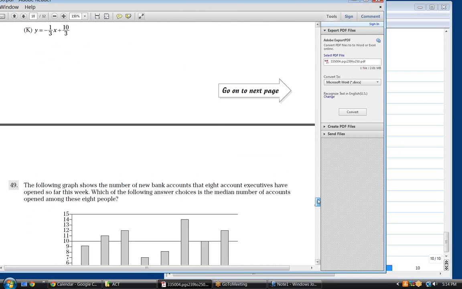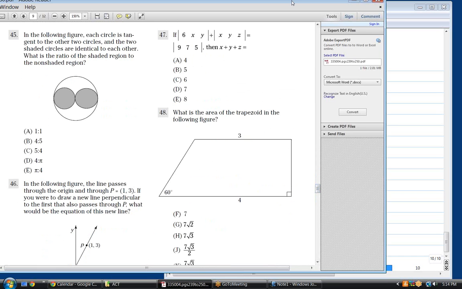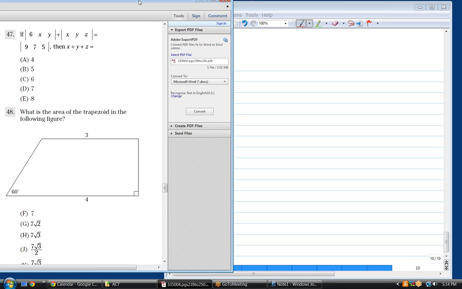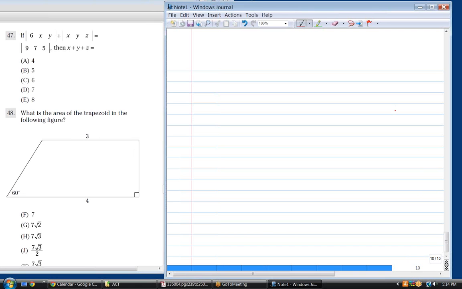Let's see, I think we have to go up for 47 now. Ooh, okay. Another question about, I presume these are matrices. Yeah, I think they look like it. But I don't recall ever coming across really a true matrix question.